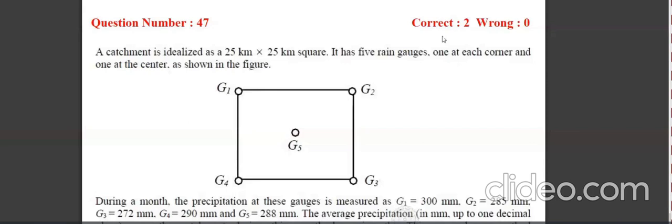So the catchment is idealized as a 25 kilometer by 25 kilometer square. It has 5 rain gauge stations, one at each corner and one at the center as shown in the figure. During a month, the precipitation at these gauges is measured as G1, G2, G3, G4. For all the rain gauge stations, they have given the rainfall including G5. We need to find the average precipitation in mm up to 1 decimal place over the catchment during this month by using the Thiessen polygon method. So can you just give me the hint? What should I do, and then we'll solve.